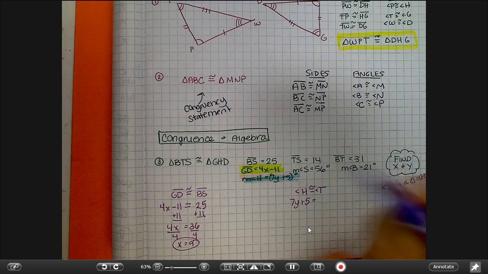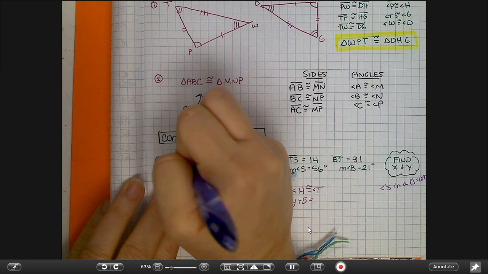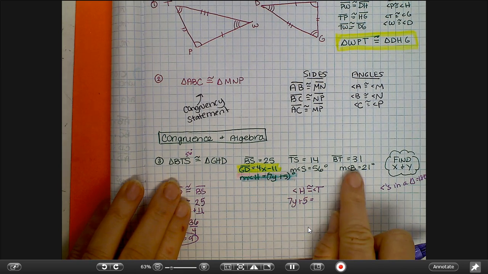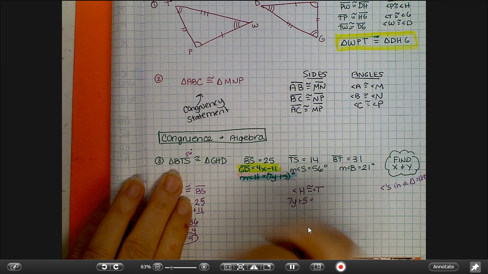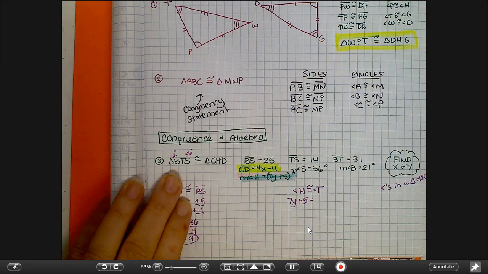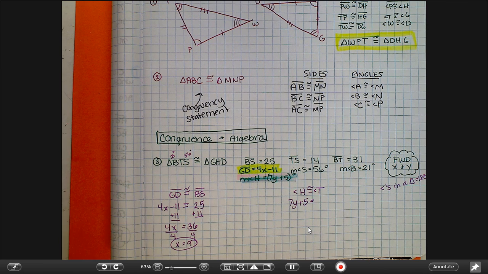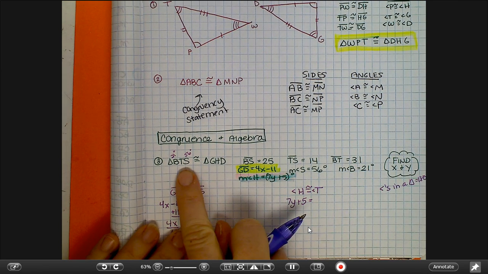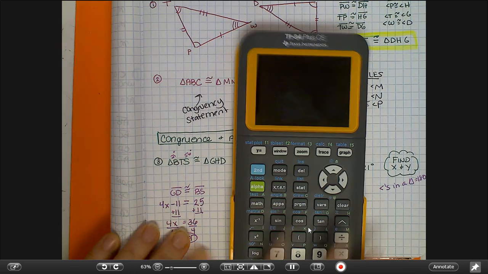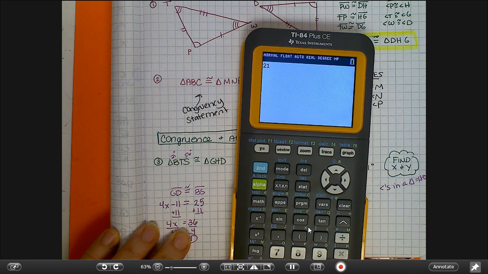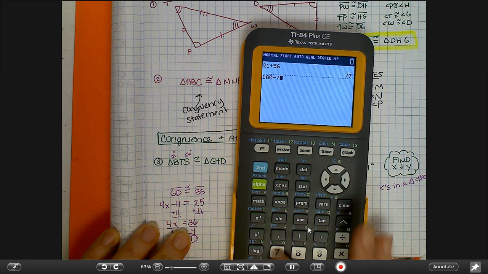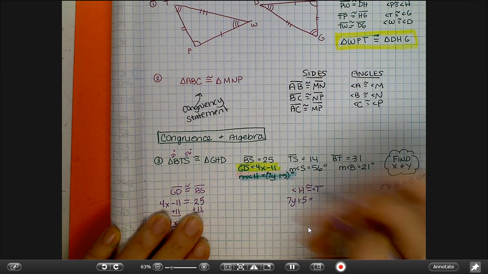So we have angle S is 56. We have the measure of angle B is 21. So how can we find the measure of angle T? That one's right here in the middle. Well, we can add them up. 21 plus 56 and subtract that from 180. So it has to be 103 degrees.